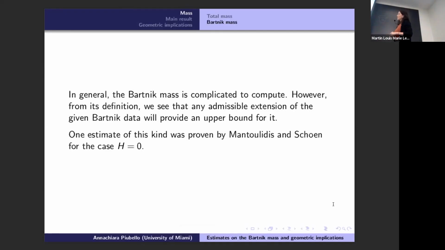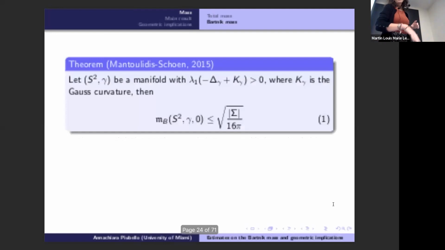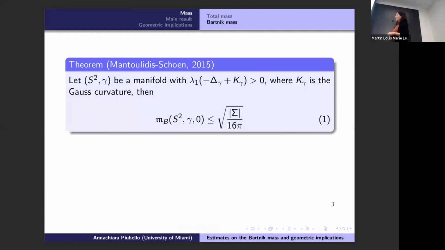An estimate of this kind was proven by Mantoulidis and Schoen for the horizon case, so when h is equal to 0. What they were able to show is that if we assume that the first eigenvalue of this operator here, which is just a Laplace-Beltrami operator with K the Gauss curvature, is positive, then the Bartnik mass is bounded above by this quantity that, if you remember, is the same that appeared in the Riemannian-Penrose inequality and can also be seen as 1/2 the area radius of sigma.